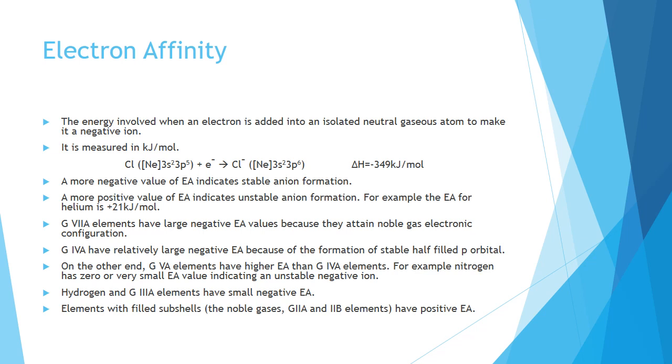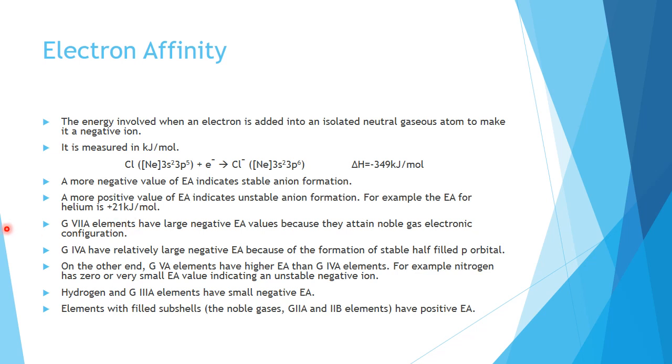It should be noted here that a more negative value of Ea indicates stable anion formation, which means that if the anion is stable, a larger amount of energy would be released. A more positive value of electron affinity indicates unstable anion formation. For this anion to be formed, you need to provide a huge amount of energy. For example, if you are going to make a helium anion, you need 21 kilojoules per mole of energy.